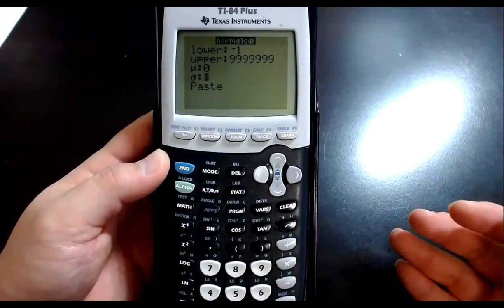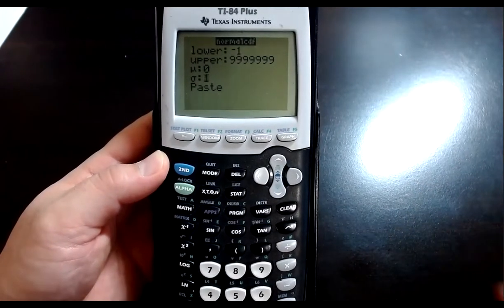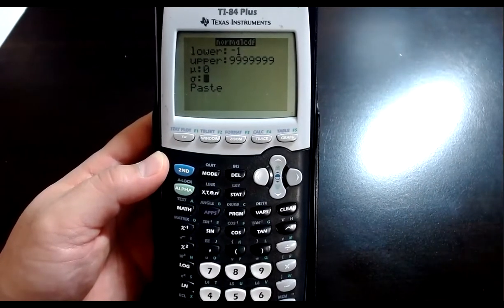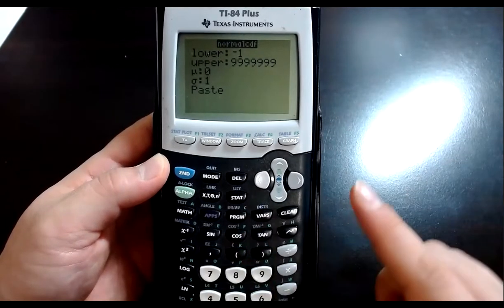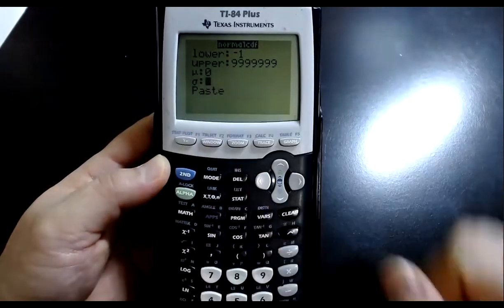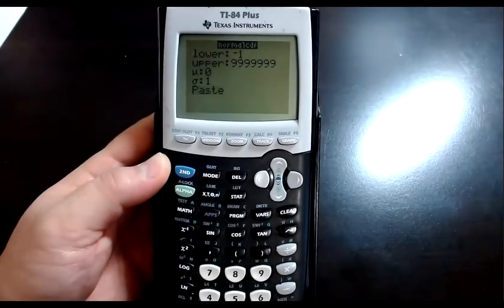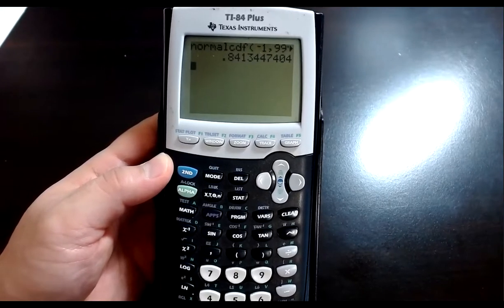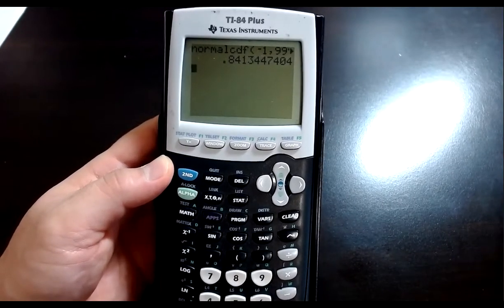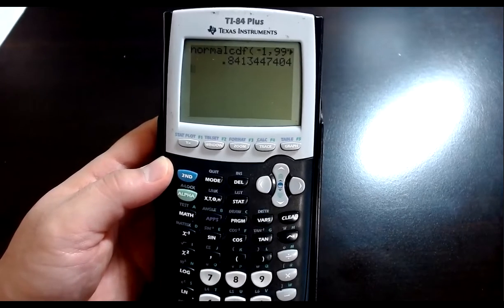If the problem says it's a normal distribution with mu, for example, 5 and sigma 2, then you enter 5 for mu and 2 for sigma. Okay, so now we enter, and we got 0.8413. So approximately 84%, 84.1%, right?